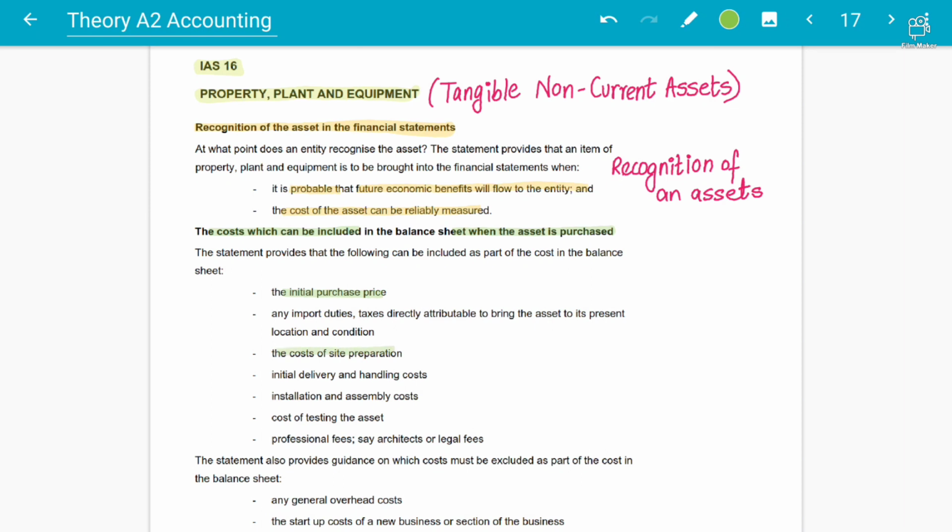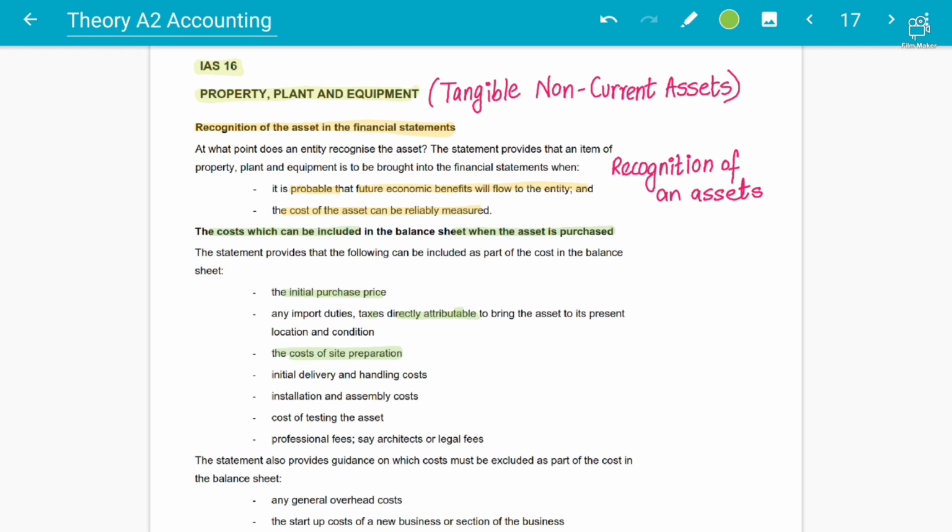So the cost of site preparation, any import duties, and the taxes that are directly attributable to bring the asset. Any expense that is directly attributable to the purchase price of the asset, or that is linked to bringing it into current use and starting to use the asset. For example, you purchase from somewhere and you have to bring the asset to your factory and install it there, and all those expenses will be counted in the cost. We'll find these questions as well.